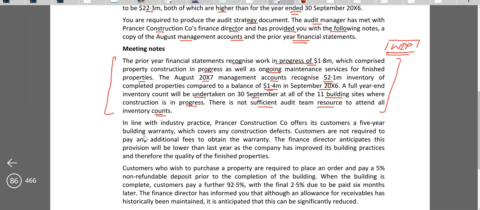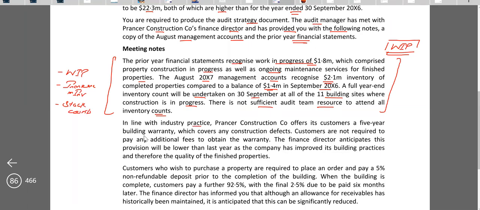So three risks in the first paragraph. The first one is related to the work in progress, the second one related to the increase in inventory, and the third one is related to the stock counts.